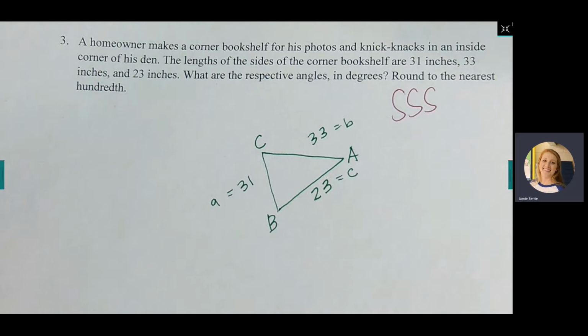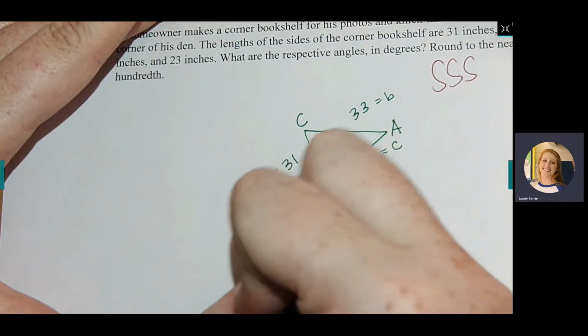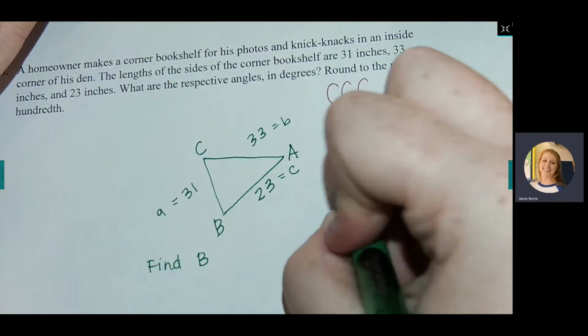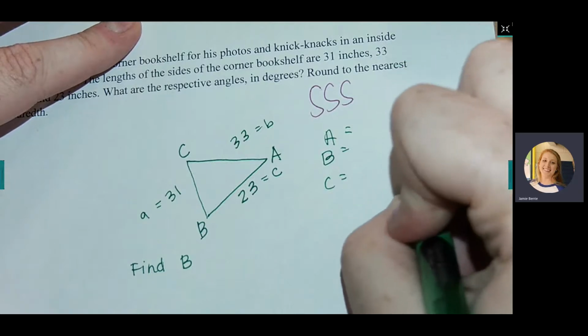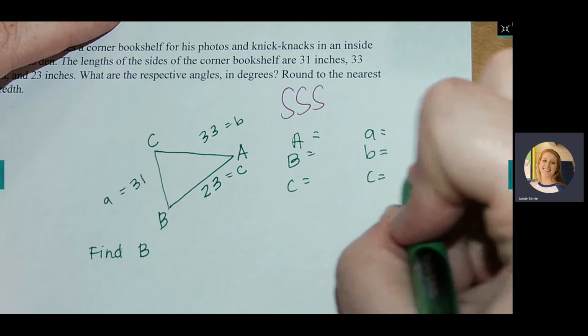All right, so we need to find the biggest angle first. Which would be the biggest angle, A, B, or C? B. B, good. So find B first. And you can draw it in a table if you like the way this looks better. I think it looks a little bit neater to draw the table.